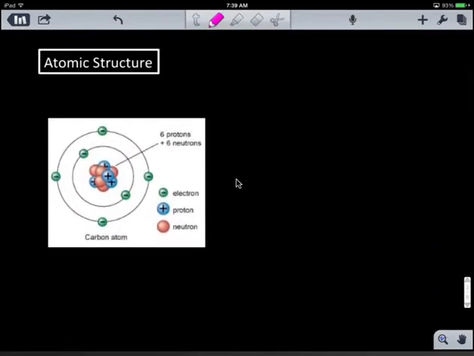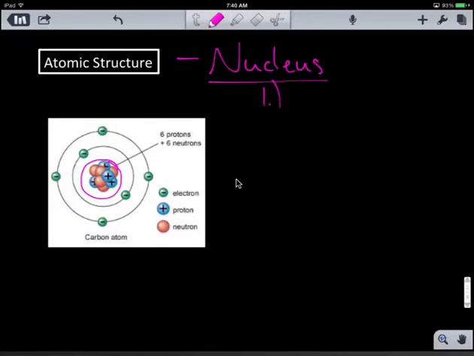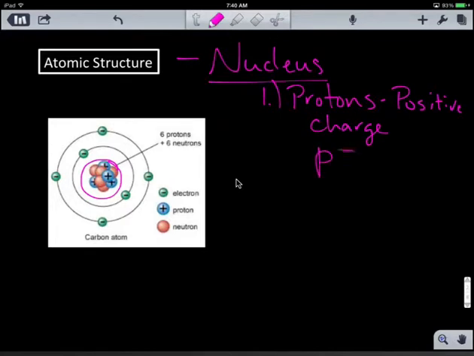So the atomic structure. Basically, when we look at an atom, we have two main areas. We have the nucleus. Okay, and the nucleus you can see is right here. And inside of our nucleus we have two subatomic particles. We have the protons, which have a positive charge, and so from now on, whenever we denote protons in any of our assignments, we're going to put a little p here and a plus. That way you know we're talking about these guys.